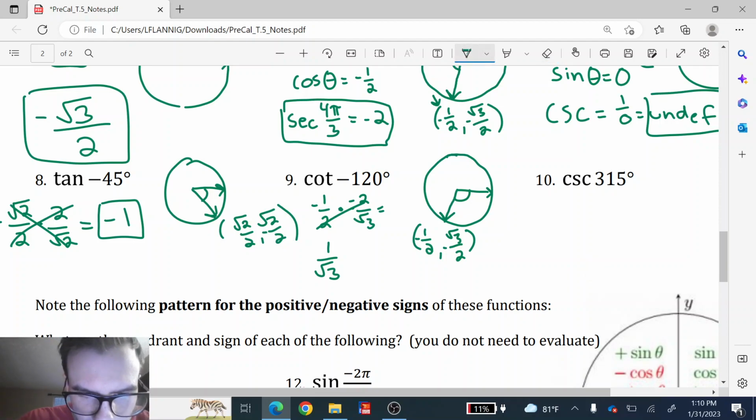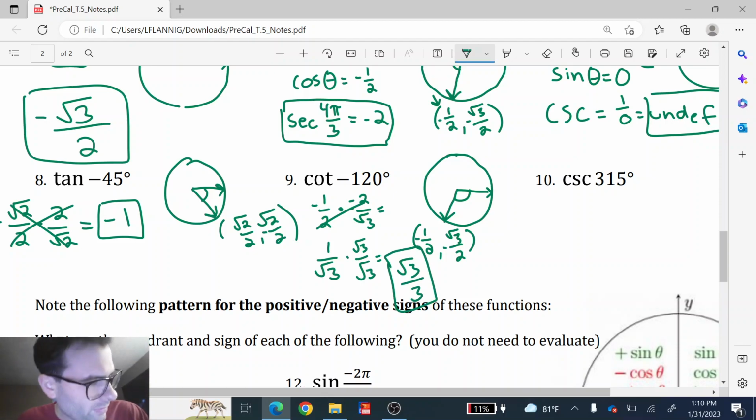So we have this, and just multiply it by the root of 3 over the root of 3, because I don't want radicals. The root of 3 over 3 as the final answer. The root of 3 over 3.